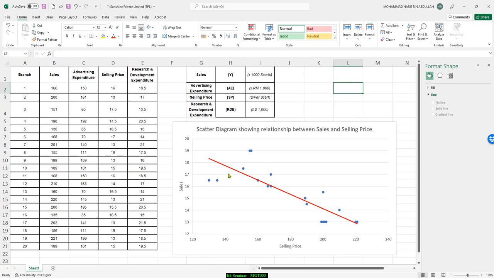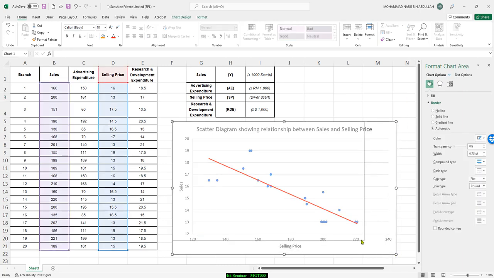So trend ni mana dia dapat? Trend ni dia buat based on linear regression lah, regression yang kita akan tengok sekejap lagi. So this is how to construct a scatter diagram to find correlation between X and Y. So are you clear with this part?